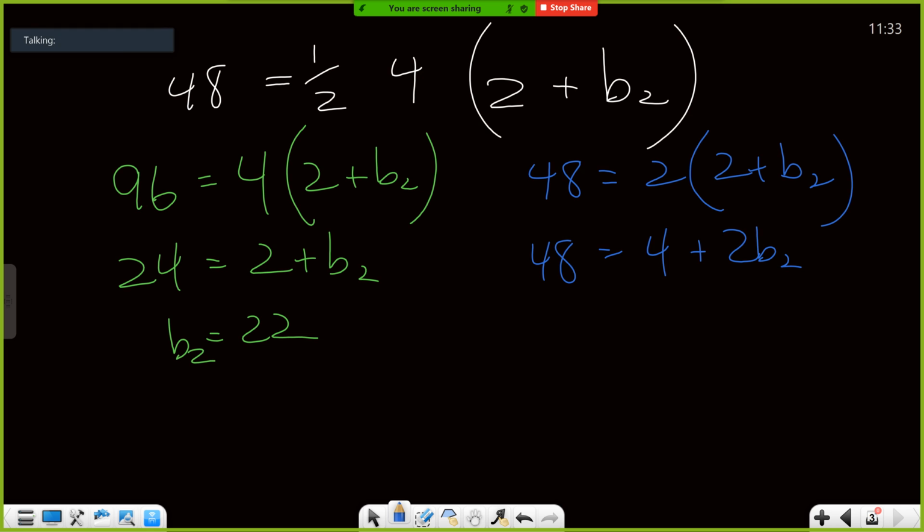What do I do next? I said okay. Then I subtracted 4 from 48, and I got 44 equals 2b2. I divided that by 2, and then I got 22. Beautiful. Okay, good. Is there another way to do it? Sure. You could take 1/2 times 4 like Olivia did, but then divide both sides by 2 and then subtract 2 from both sides. There's a lot of different ways to do it.